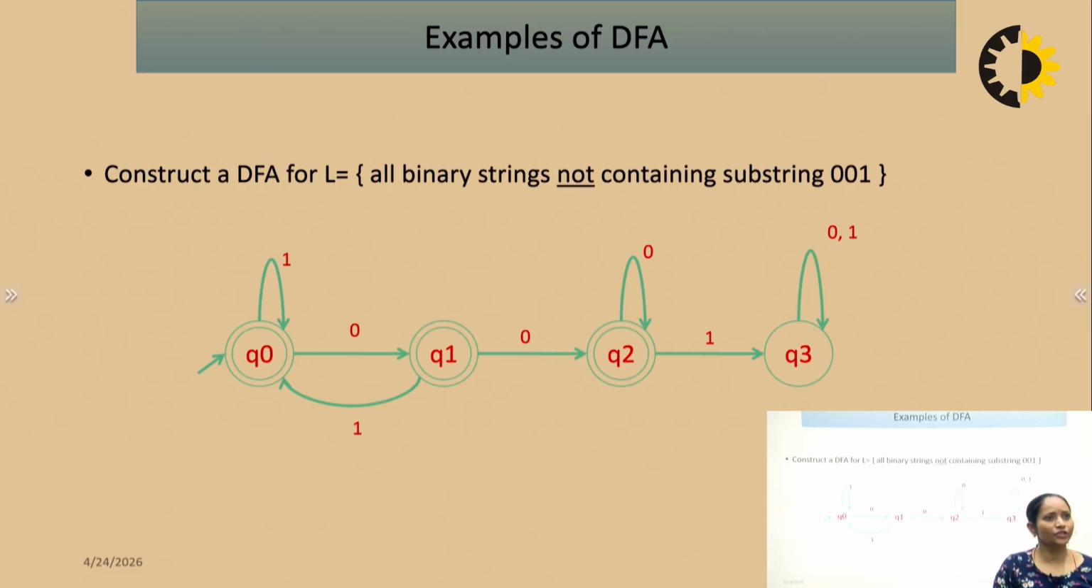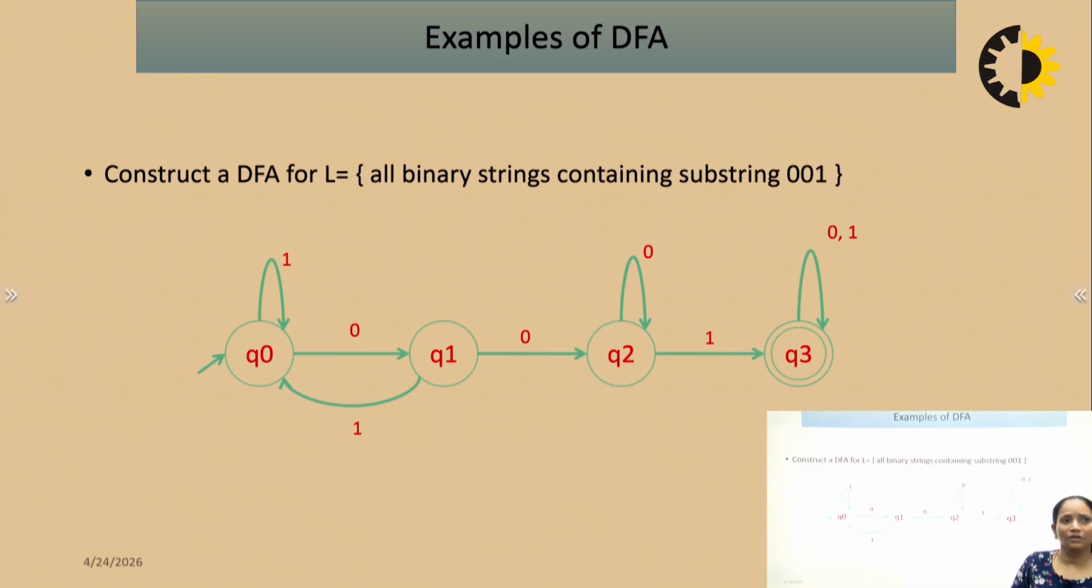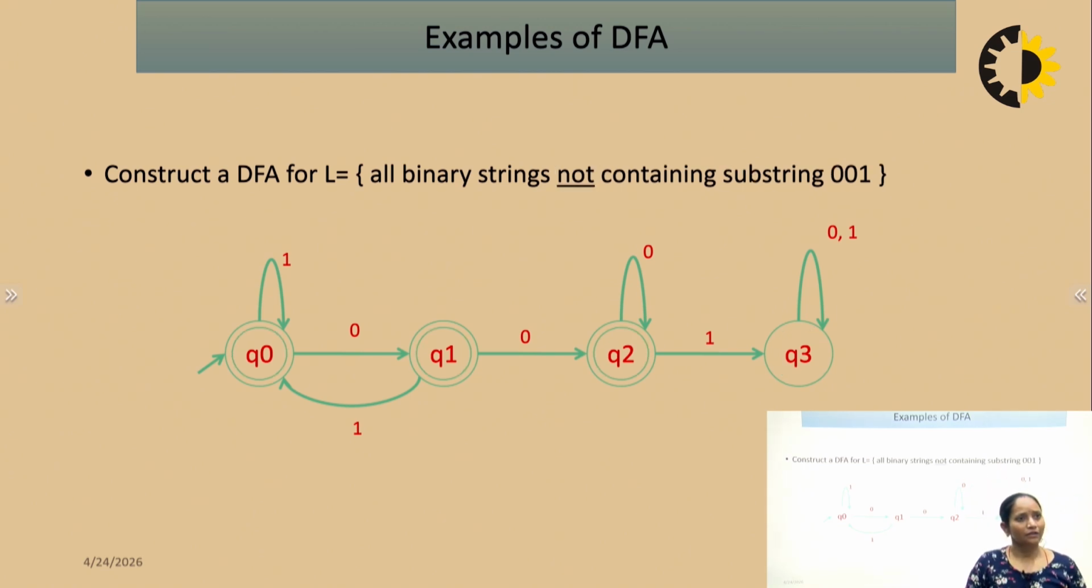Next, one more question. The question asks the reverse of the previous question: all the binary strings not containing the substring 0, 0, 1. What was the previous question? Containing the substring 0, 0, 1. And here, not containing the substring 0, 0, 1.